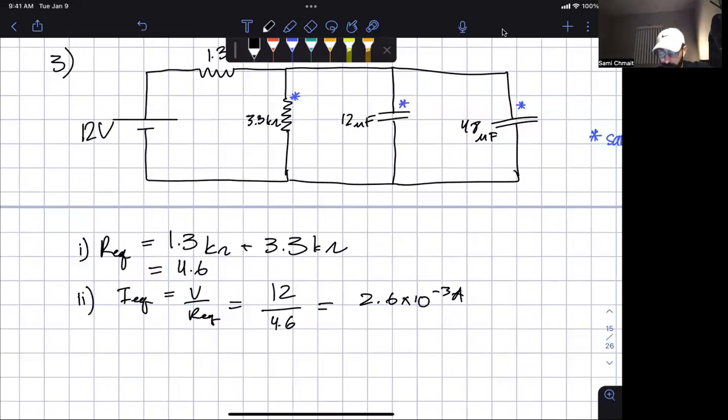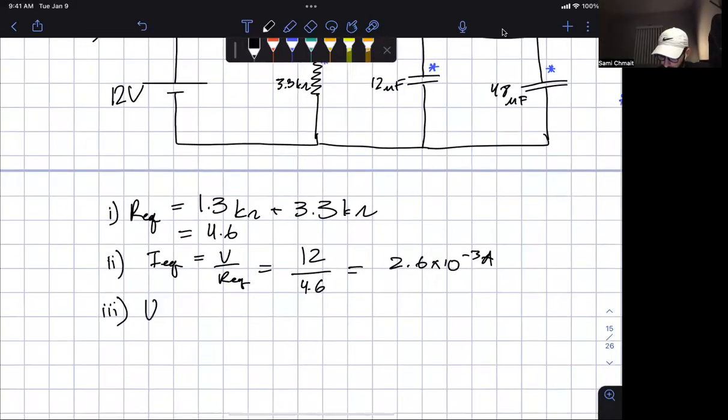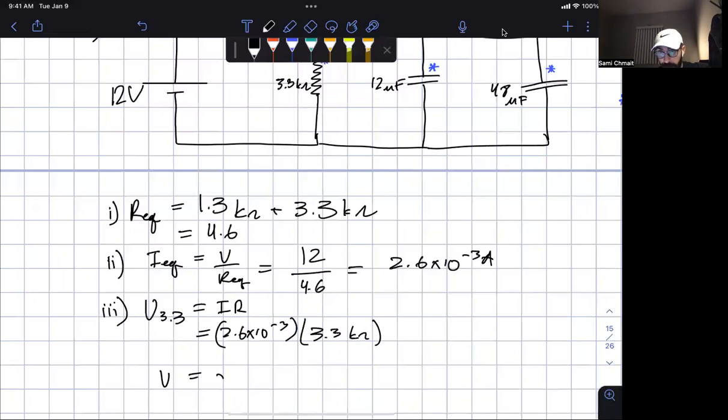Okay. So using the explanation just provided, we can now solve for the voltage at that 3.3 kilo ohm resistor by just using Ohm's law. Plug in all the same values. That's that 2.6 times 10 to the minus 3. What's the resistance? Well, we're at the 3.3 kilo ohm resistor there. So this V comes out to be 8.58 volts.